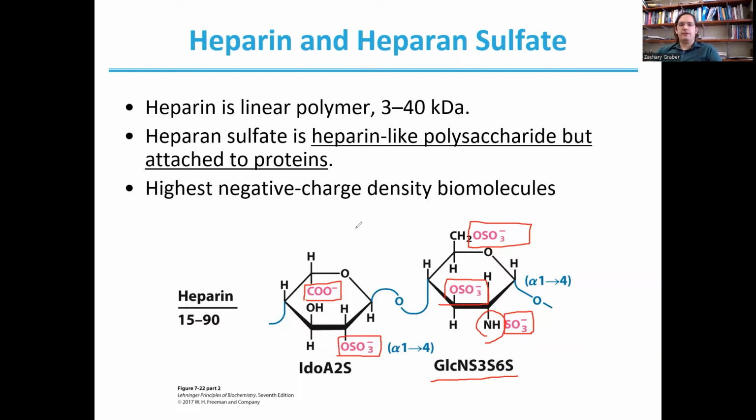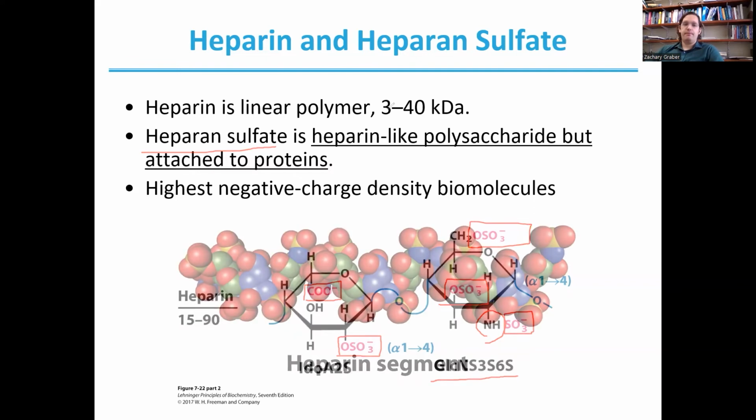So heparin is just the polysaccharide alone, and then heparan sulfate is when that polysaccharide is attached to our protein to make our full glycosaminoglycan structure that we saw involved in that COVID-19 infection.